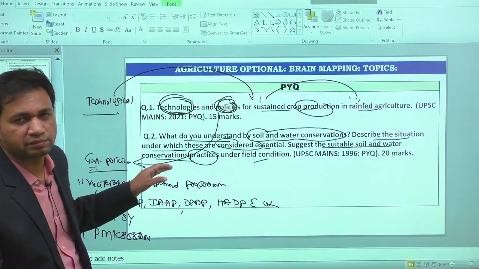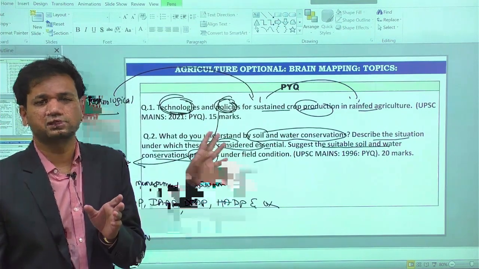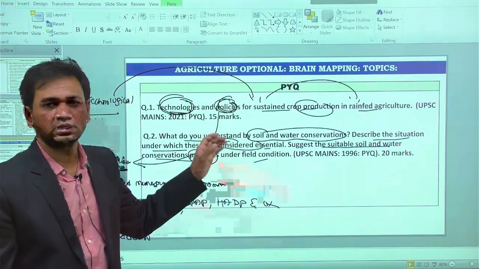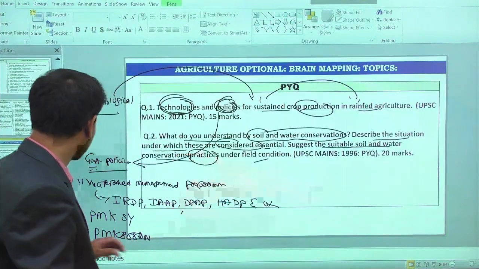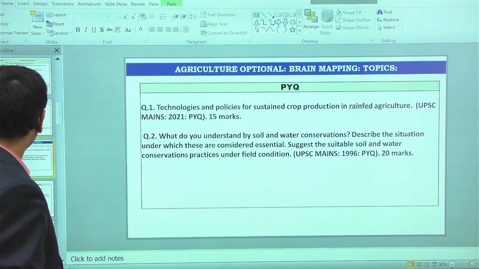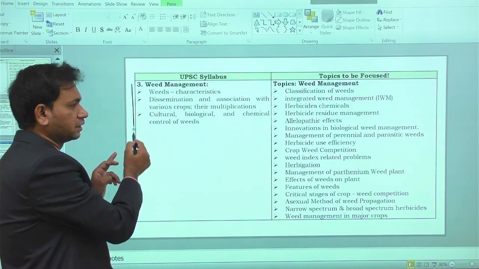Then suggest suitable soil and water conservation practices under field conditions. So for conservation practices, we said both agronomic and engineering methods. With the help of both these methods, conservation of soil and moisture in the rainfed area can be possible. Okay. Then apart from that, we are having the syllabus we call weed management.